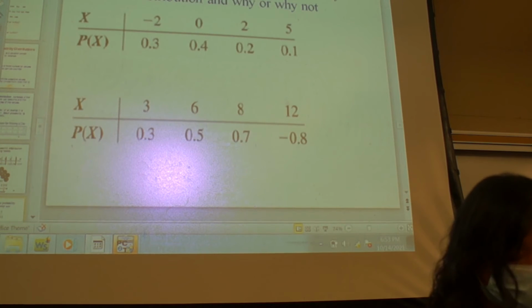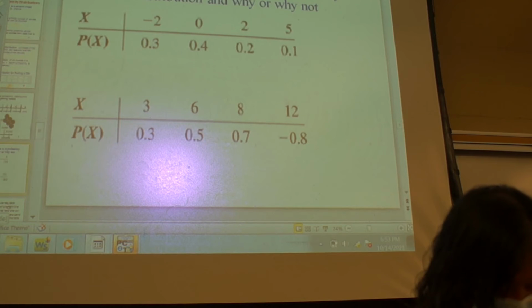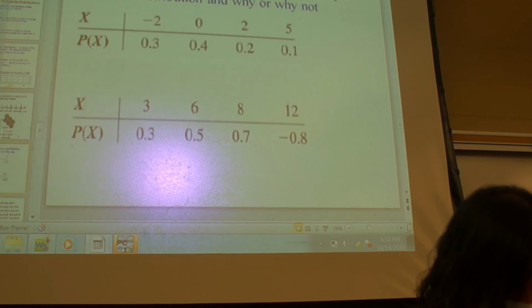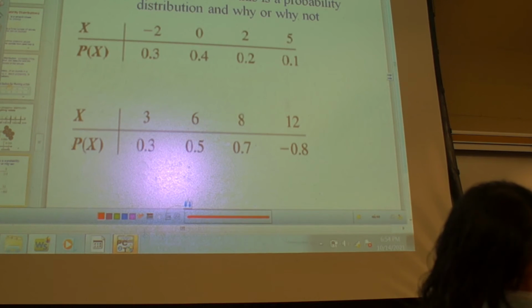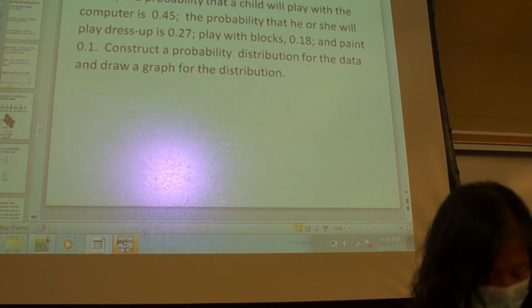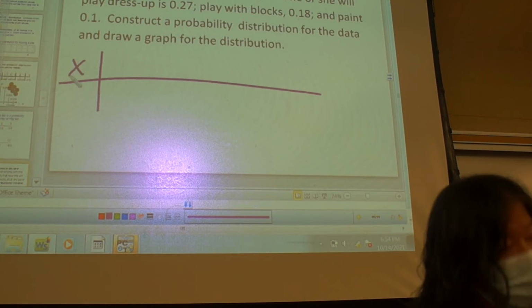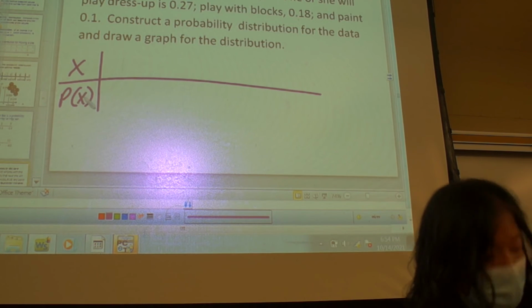All right, so you guys have 2 questions. This one, and you also have this one here. So this one, you're going to state whether or not it could be a probability distribution, why or why not. And then this one, you're going to make your own probability distribution. So you're going to draw something like this. You have all your x's, all the possible outcomes, and then you're going to have the probability of each of those.